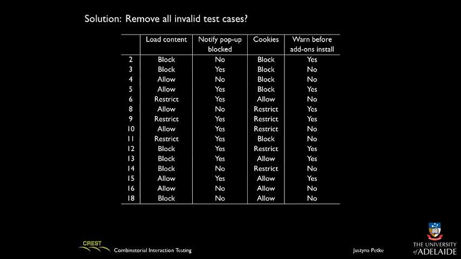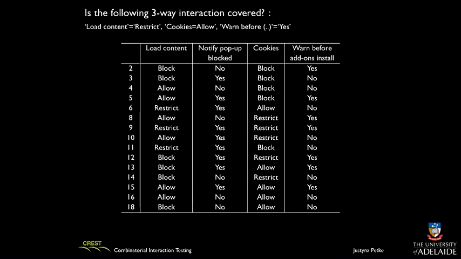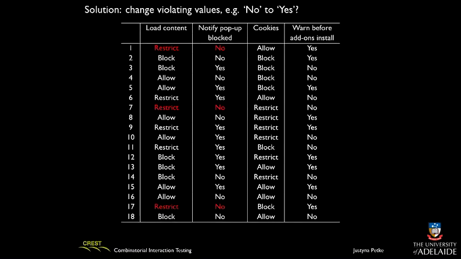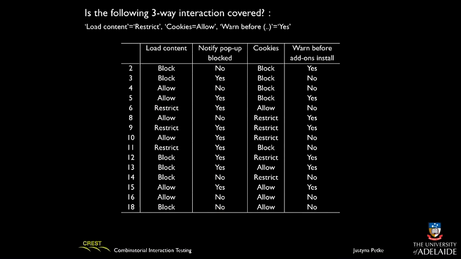There is a bit of a problem now with the 15 test cases. Are we still covering all the 3-way interactions that we previously had covered? So the 18 previously was covering all 3-way interactions. We've dropped 3 test cases, and it turns out that certain combinations are missing. So load content restrict, cookies allow, and yes is missing.